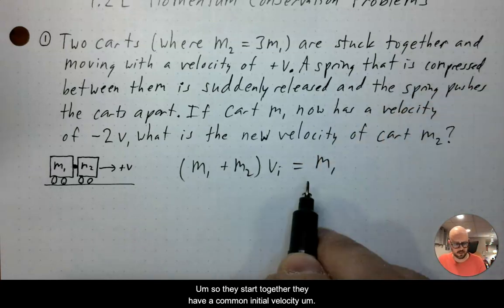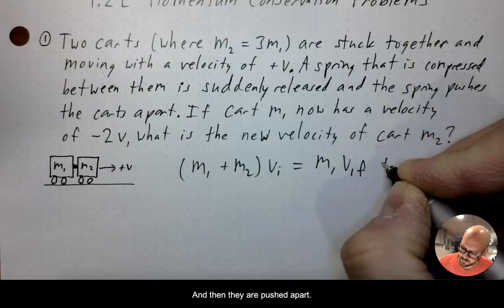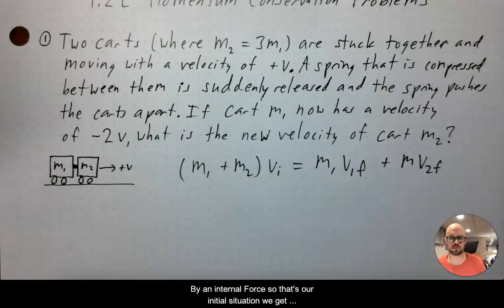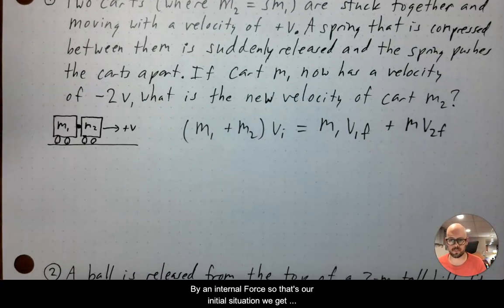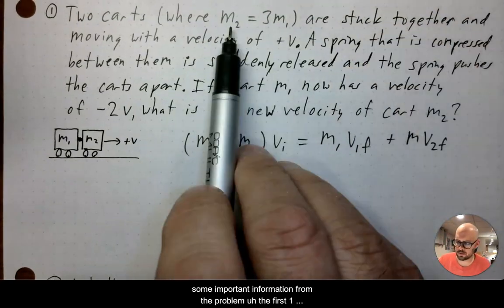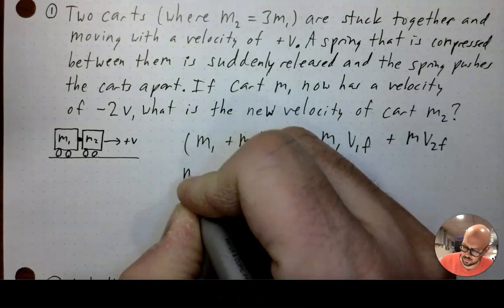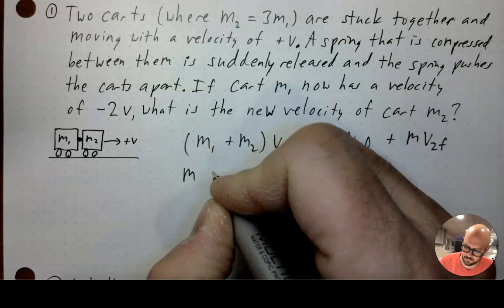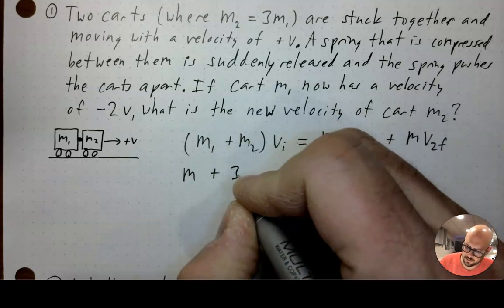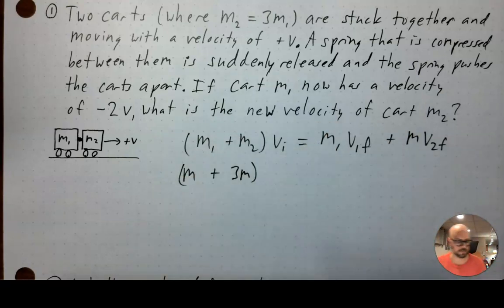So they start together, they have a common initial velocity, and then they are pushed apart by an internal force. So that's our initial situation. We get some important information from the problem. The first one is m2 is equal to 3 times m1. So I'm going to just use m. I'm going to say that m1 is m, and m2 is therefore going to be 3m. So every time I encounter m2, I'm going to replace it with 3m.